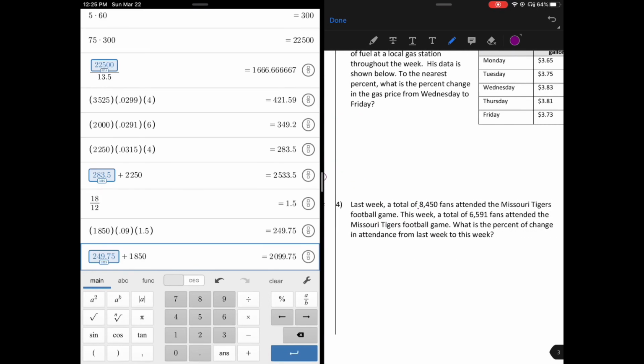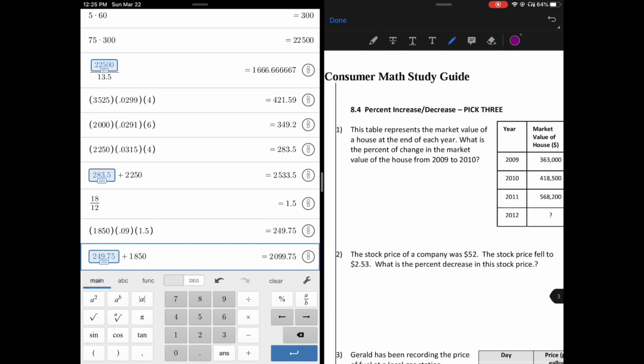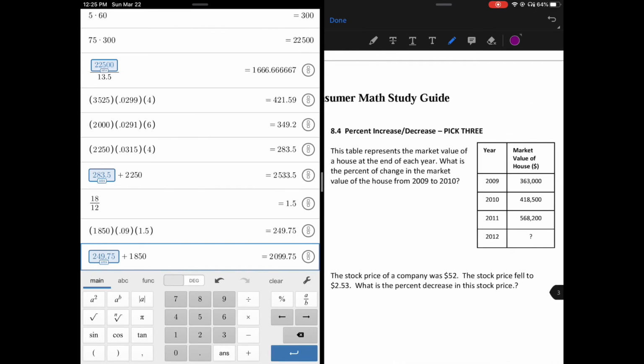And now we're almost done. The last thing that we covered in this unit was percent increase and decrease. So to find the percent change, we're just finding the difference between the two numbers given. We're dividing by the original amount, and we're multiplying by 100.